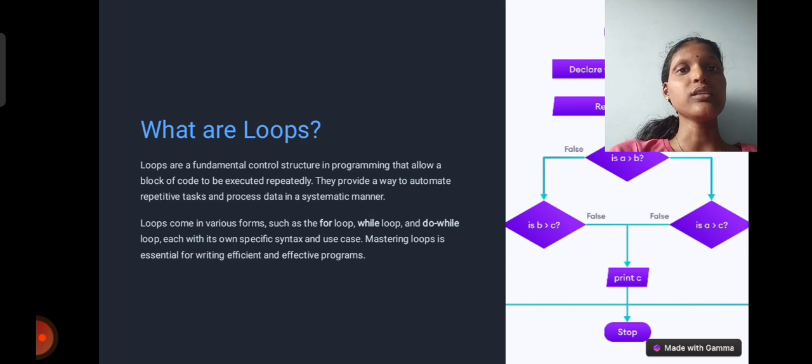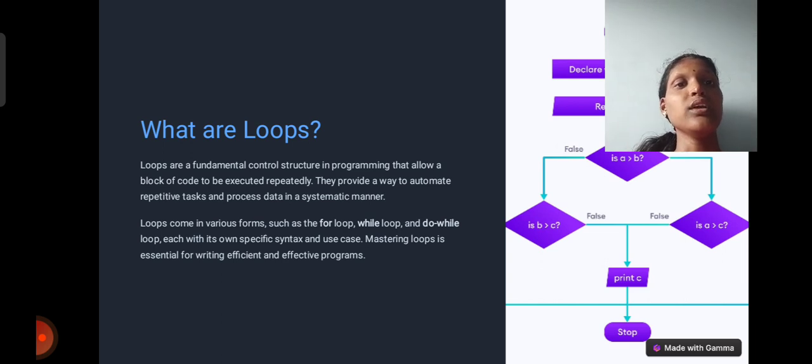Next is, what are loops? Loops are a fundamental control structure in programming that allow a block of code to be executed repeatedly. They provide a way to automate repetitive tasks and process data in a systematic manner.